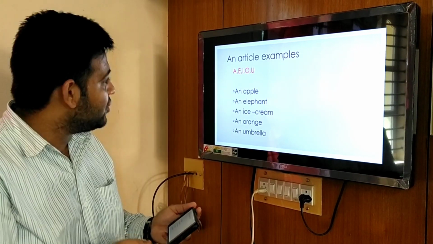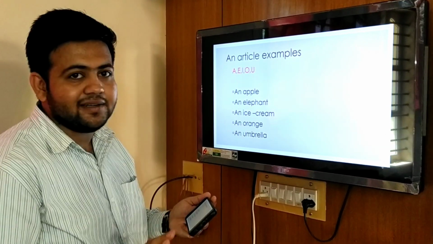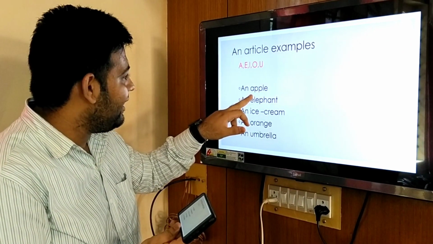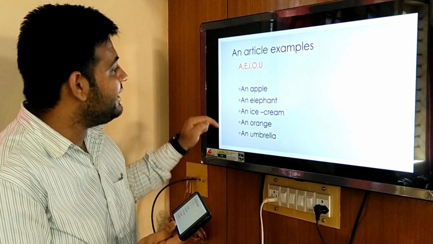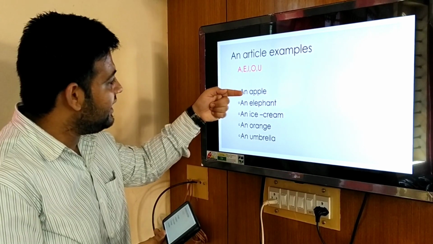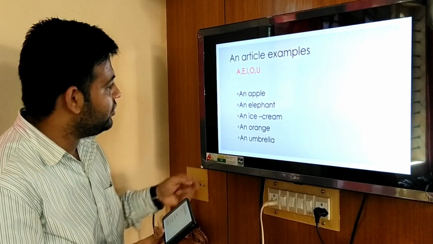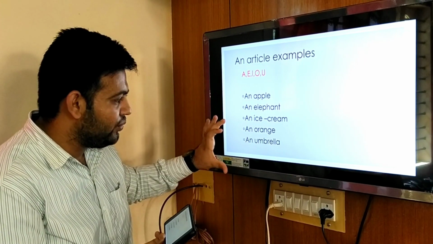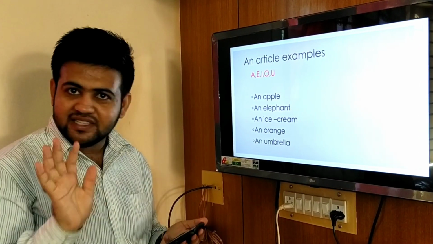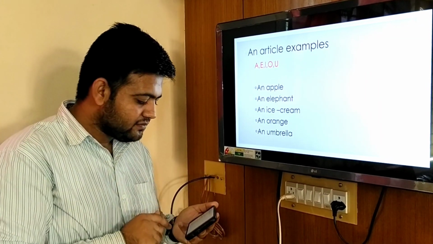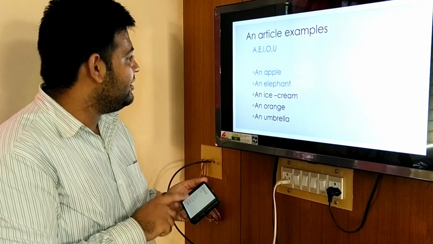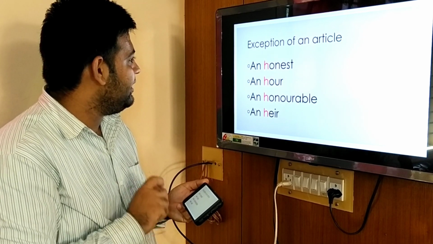Okay, next. Some examples of the article AN. We will use AN with vowels. So examples are an apple, an elephant, an ice cream, an orange, an umbrella. You can see A, E, I, O, U. They all are vowels and we will use the article AN with them. Is it clear? Very simple. Next. So I repeat one more time: A, E, I, O, U are vowels and we will use the article AN with them.